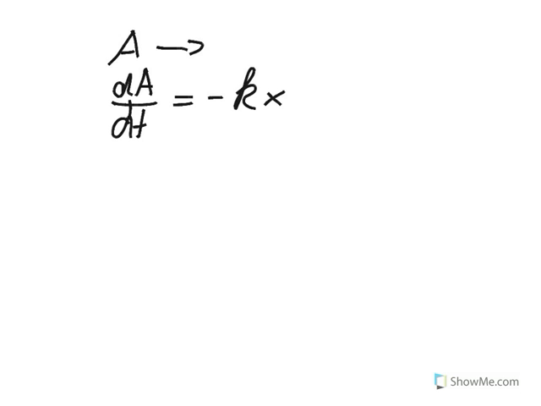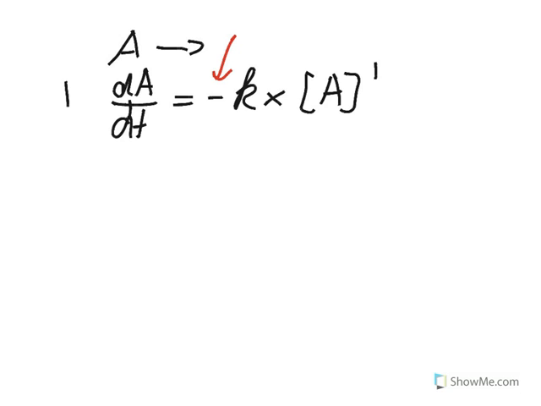So let's assume we have a reaction where we have the reactant A and that reacts in a first order reaction. So we can write for the rate dA over dt equals minus k times the concentration of A to the power of 1, because it is a first order reaction. And we've got the minus here because A is a reactant and disappears.